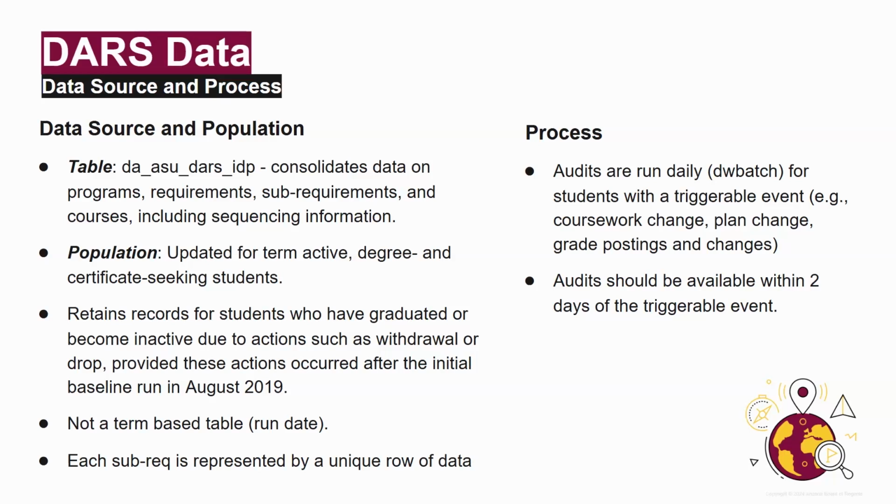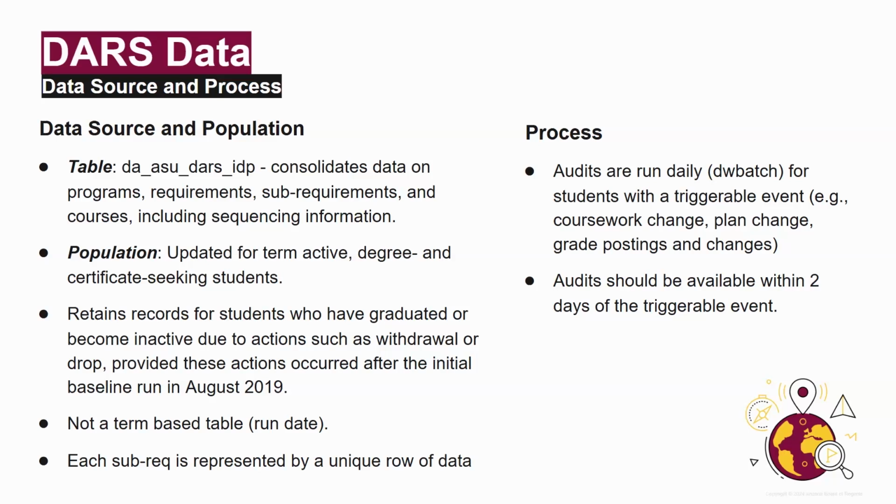Its population is updated for term active, degree, and certificate seeking students. It also retains records for students who have graduated or who have become inactive due to some action like withdrawal, provided those actions occurred after the baseline run date, which was in August of 2019. It's not a term-based table. It's based on run date. And the sub-rec is represented by the unique row of data. So its granularity is on the sub-rec level.